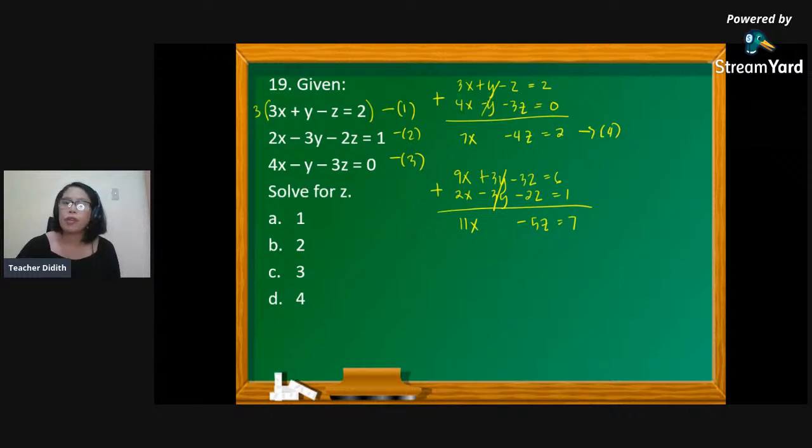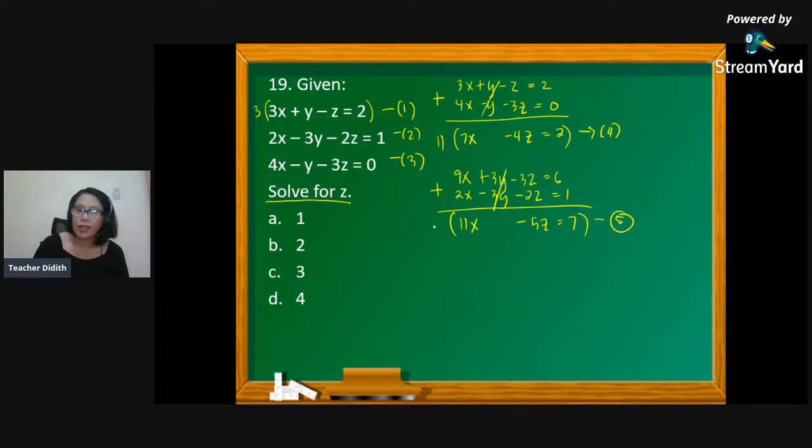I guess this is solving for x. Anyway, if we are asked to solve for z, let's stick with what is asked here. So this is equation 5. We have to rename both equations so that the coefficients of x would be the same or additive inverse of each other. So we will multiply this by 11 and this by 7.